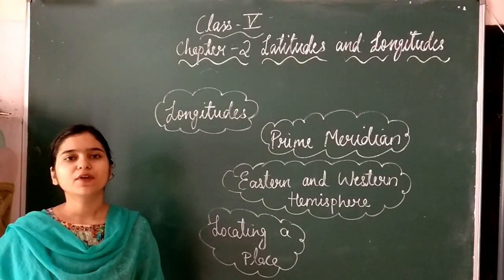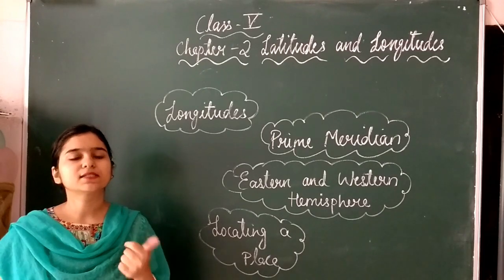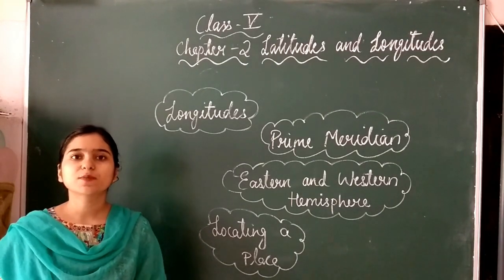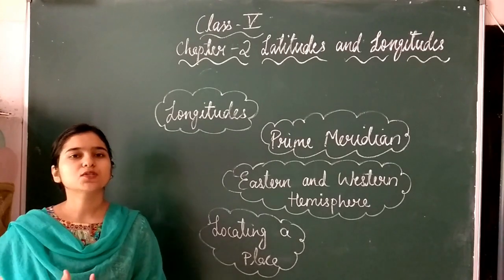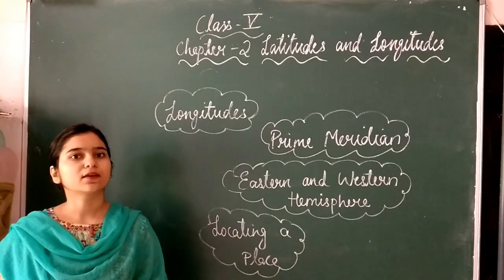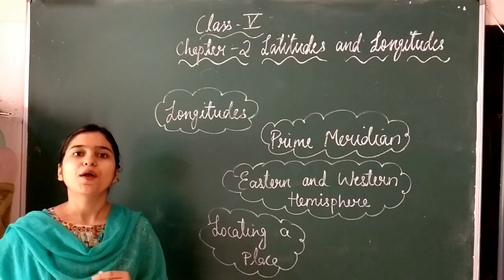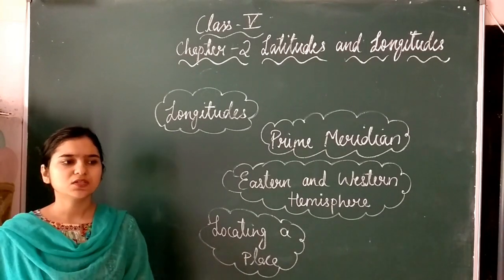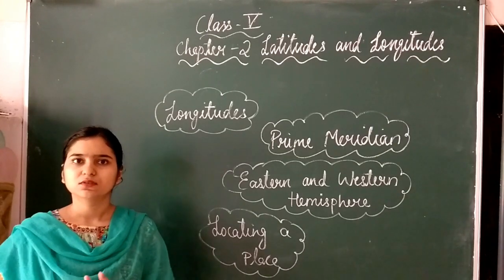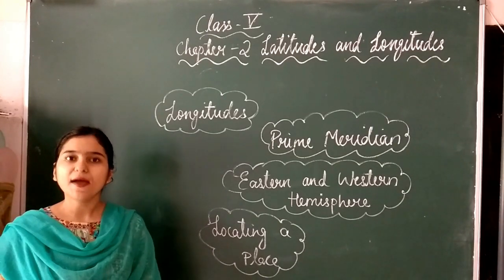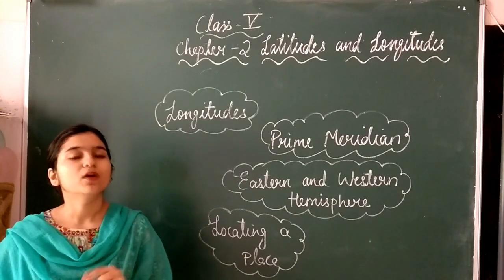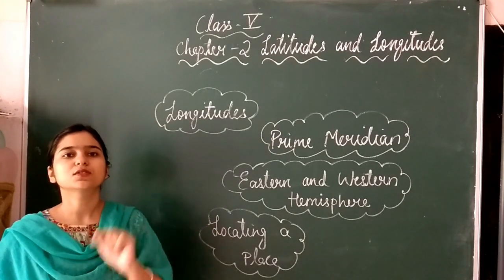As you know, we are discussing the second chapter, that is latitudes and longitudes. In the last class, we discussed about latitudes. Latitudes are the horizontal lines that run on the globe. In today's class, we will discuss about the longitudes. Now see, what are longitudes? Longitudes are the imaginary vertical lines that run on the globe from north to south.